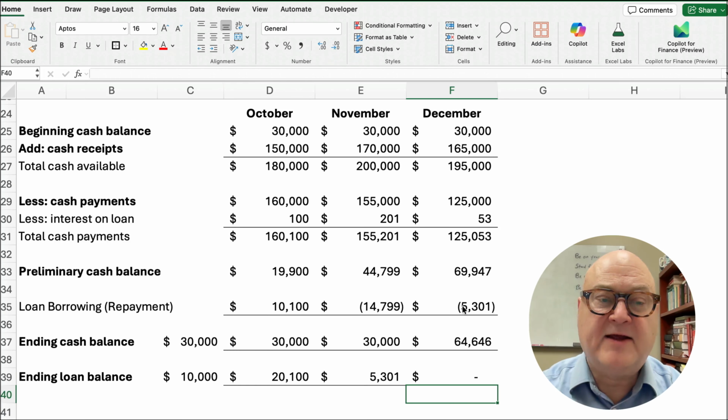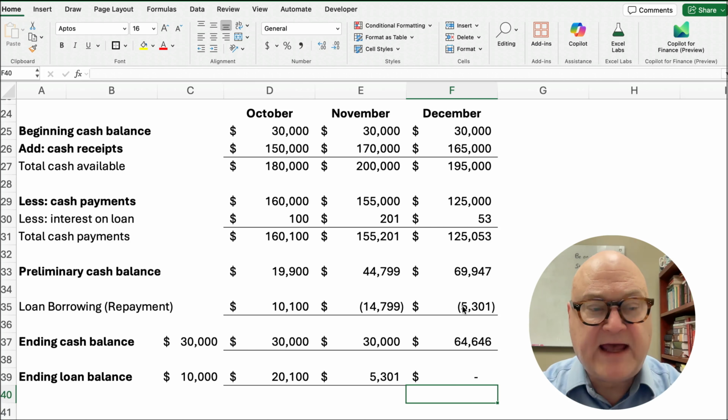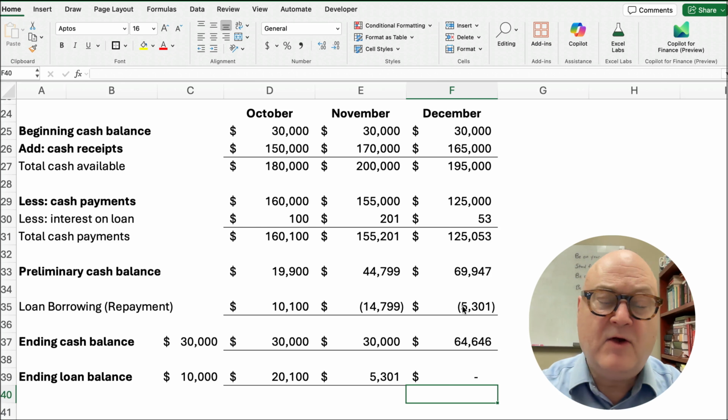So that's how you set up to do cash receipts, cash payments, and use a loan to figure out how we maintain at least a minimum balance of cash.